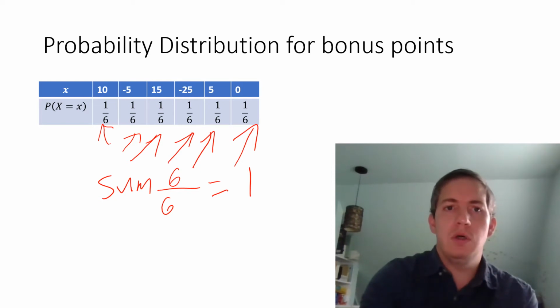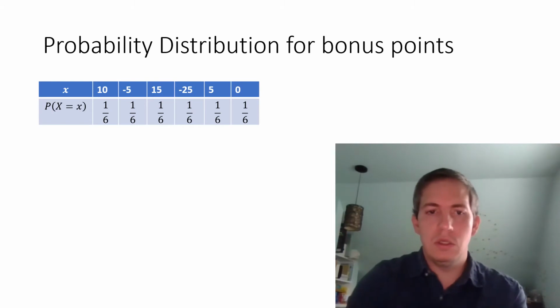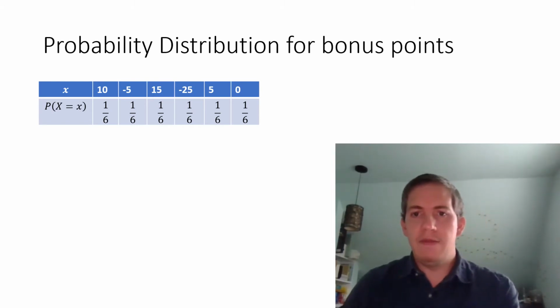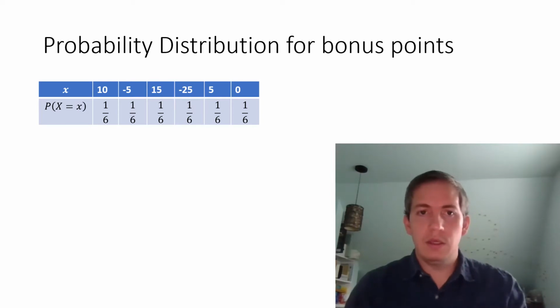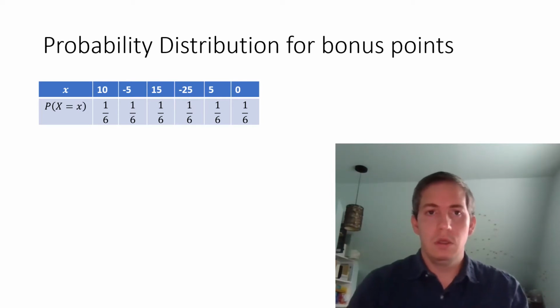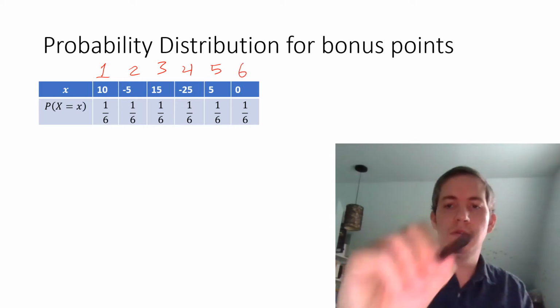So the reason I'm calling this the distribution for bonus points is because what I want you to do is to imagine that this is the way that I assign some extra credit on the upcoming exam. So how would I do that? Well, how would I conduct an experiment that has this distribution? These all have a probability of 1 out of 6, so maybe I attach each of these outcomes to the rolling of a die. So this 10 would be if I roll a 1, -5 if I roll a 2, 15 if I roll a 3, -25 if I roll a 4, 5 if I roll a 5, and 0 if I roll a 6.